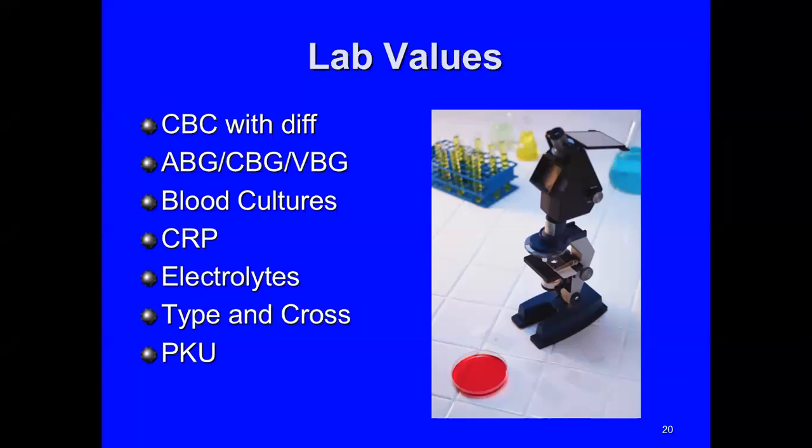We also do the blood culture, and then the CRP. They also include the electrolytes. Electrolytes show the sodium level, the potassium level, and the chloride level.